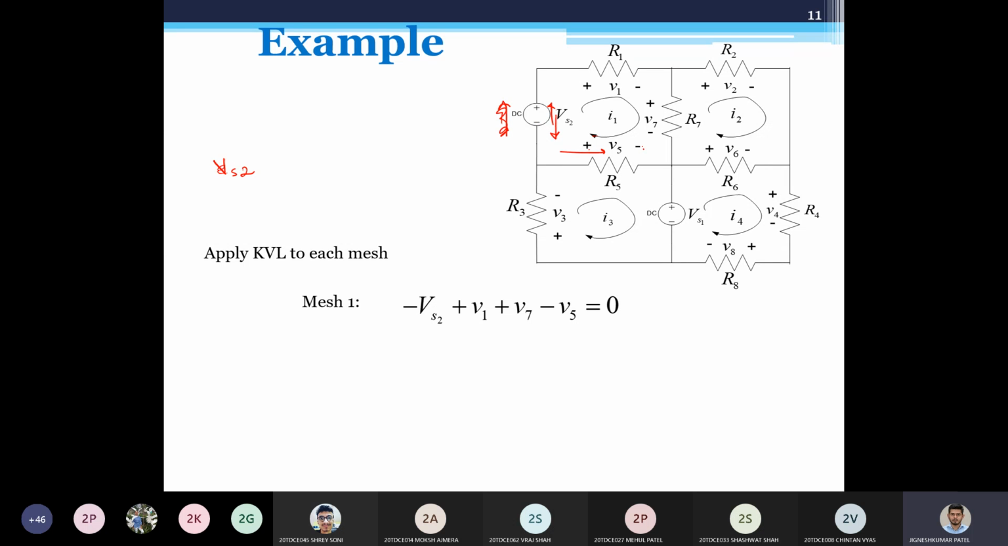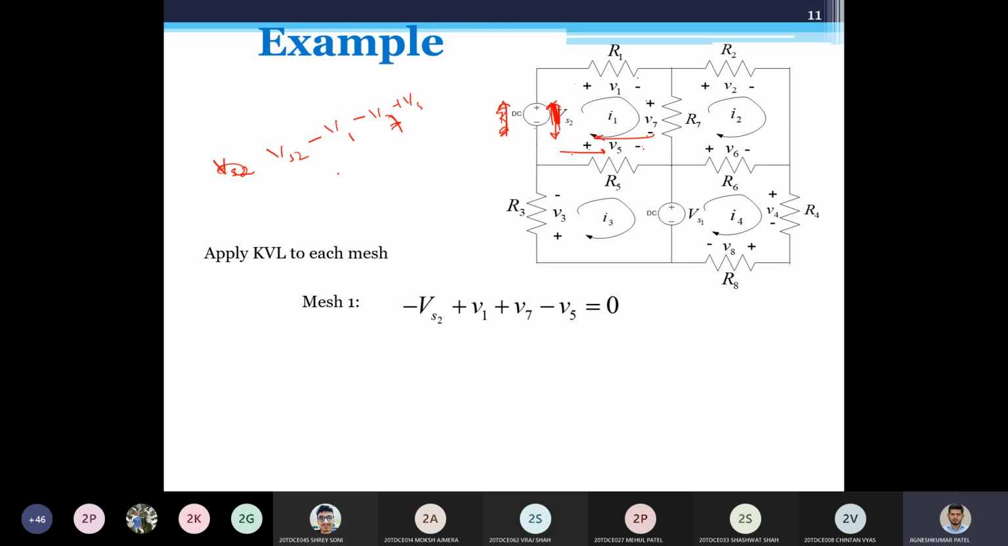Now direction change. Let us change the direction. I'm going in this direction, negative to positive, but this is a voltage source, so I'm going negative to positive. That's why I'll get plus vs2. Then I'm going positive to negative, so this sign would be minus, so I will write minus v1. Again positive to negative, so again minus v7. But here if I go in this direction, that is negative to positive, so I'll write plus v5.